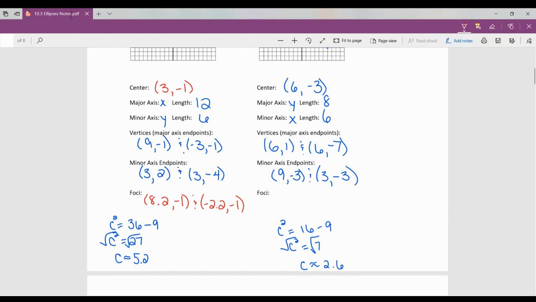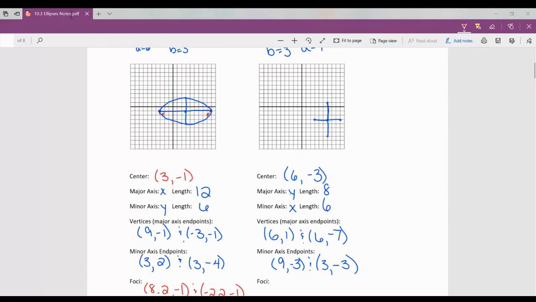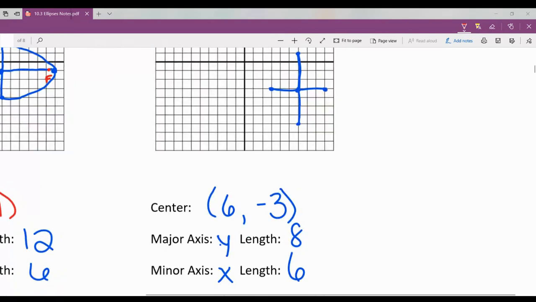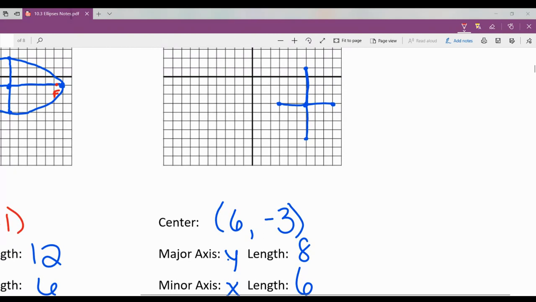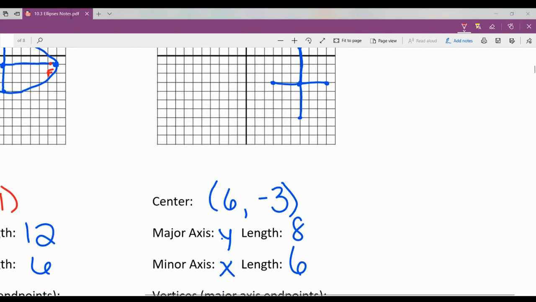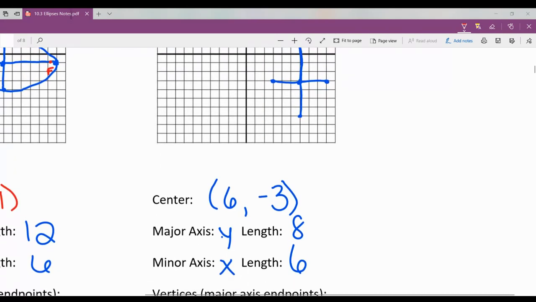So I'm going to just change the color to do my foci. So I'm going to count on my major axis. Remember, it's on my major axis, which is the y's. 2.6, 1, 2.6 up, and 2.6 down. 1, 2.6.